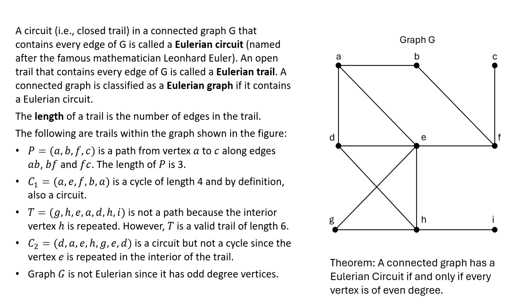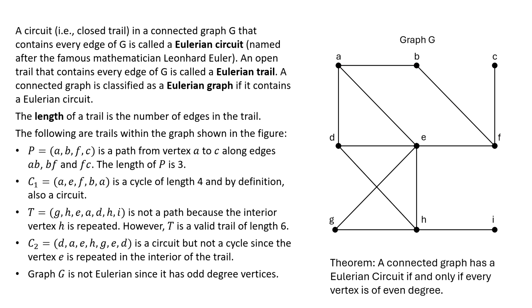Okay, so I'm going to draw on the graph as we go through this. We'll look at the first one here, P, A, B, F, C. So that's a path from A to C. You notice there are no repeated vertices and no repeated edges. Let me erase that and go to the next one.